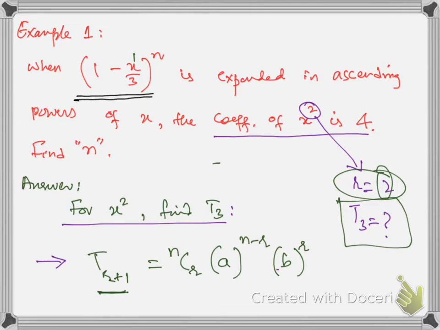There are two methods to solve this question. Either go for the expansion or use the nth term formula. I'm using the nth term formula, T(r plus 1) formula, because this will make the calculation very fast. So this is the formula. I will substitute everything in this formula.